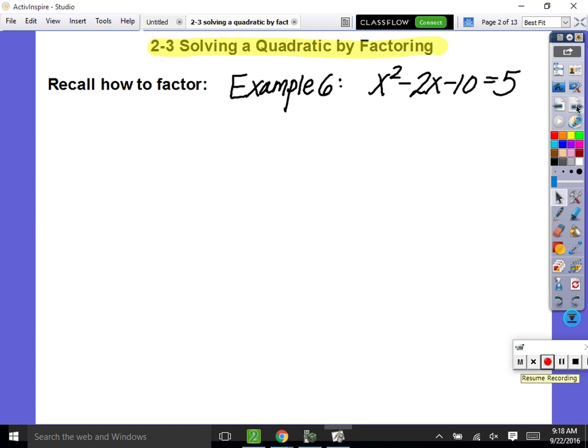We have another full day of factoring. We're just going to add on to that a teeny bit and go one step further. So let's remember how to factor. Look at example number 6 on, I believe, the front.